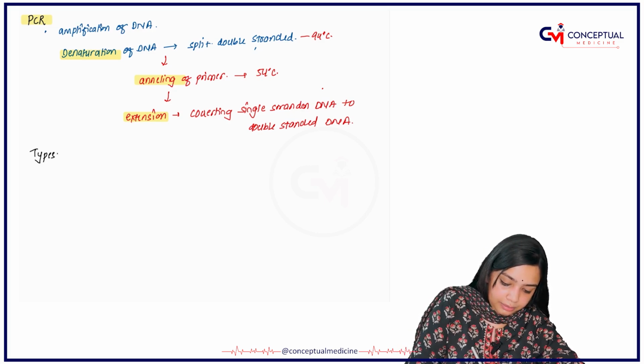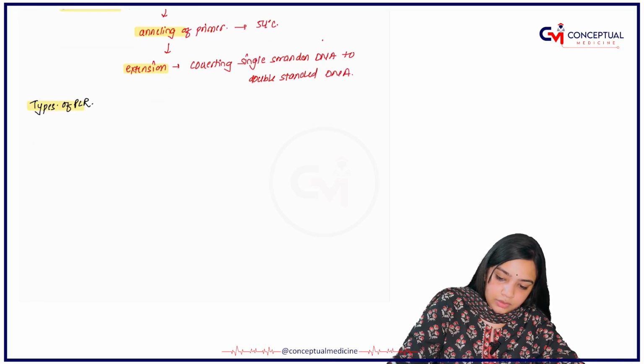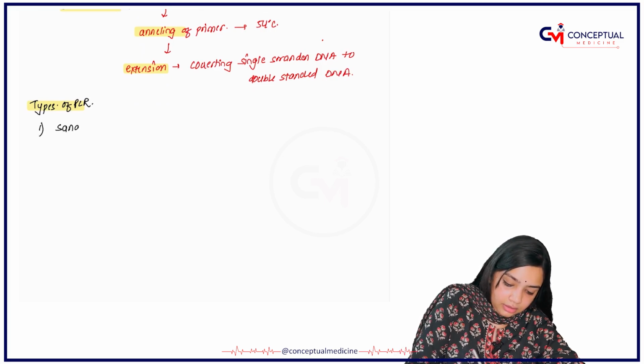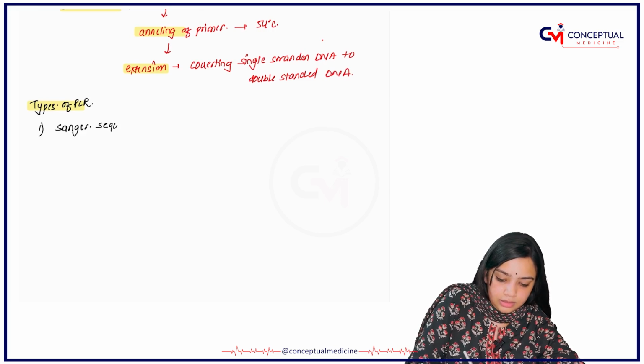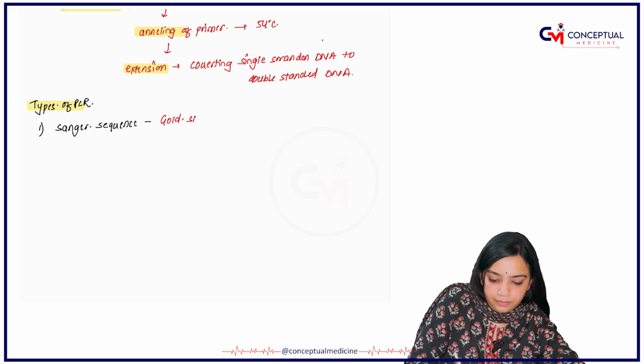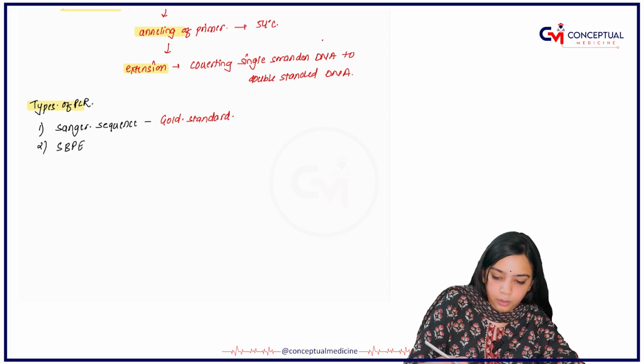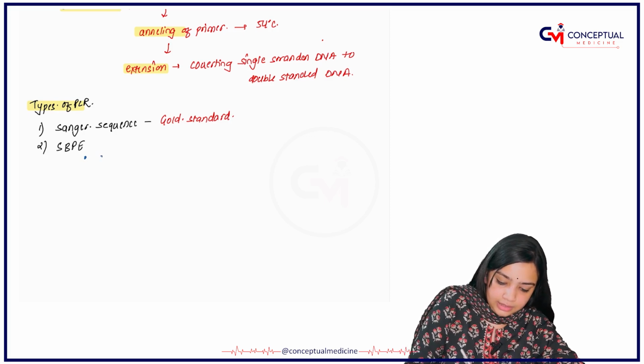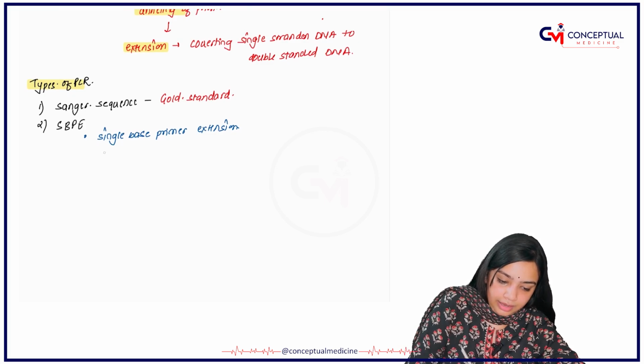Now let's talk about the types. We have the types of PCR. What are the types of PCR that we have? First one is the Sanger sequence, and Sanger sequence is the gold standard. Next that you have is the SBPE. What does SBPE mean? It means single base primer extension.